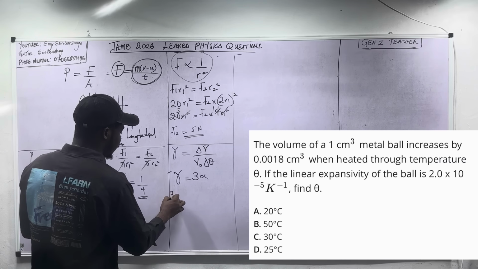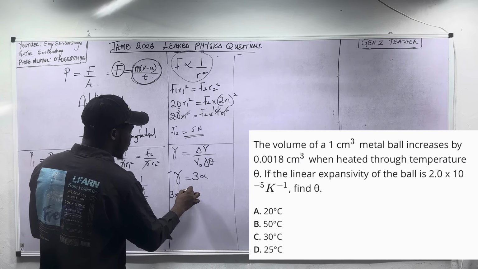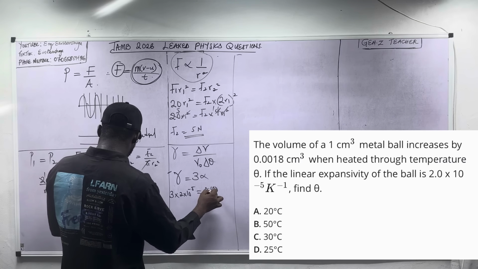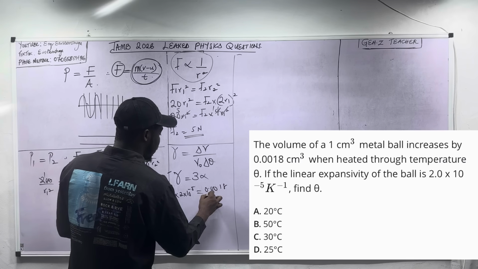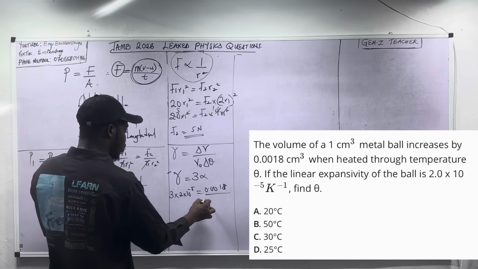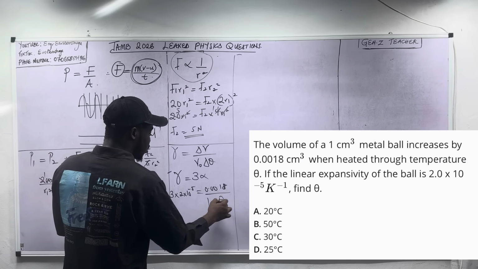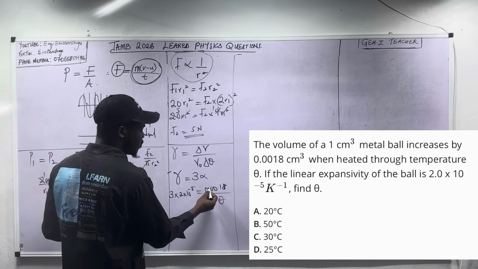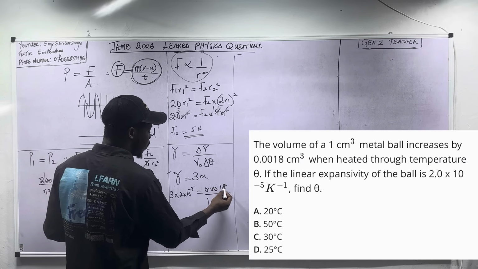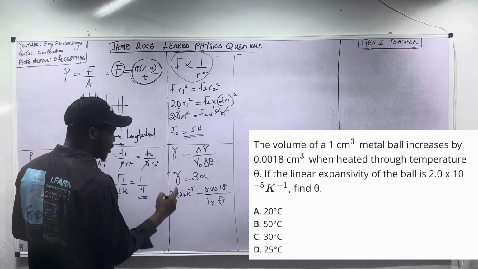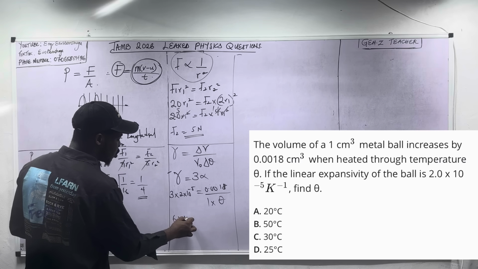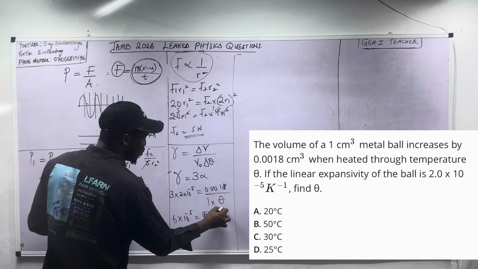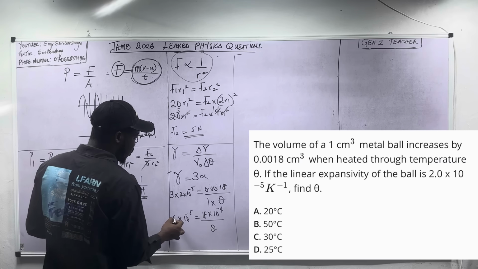You're going to have 3 times 2 times 10 raised to the minus 5 equals the change in volume, which was 0.0018, divided by the original volume, which was just 1, and then we're looking for the change in temperature. We're going to solve this like a JAMB question. So let's take the values of zeros: 1, 2, 3, 4. So 3 times 2 is 6, remember? We're going to have 6 times 10 raised to the minus 5 equals 18 times 10 raised to the minus 4 all over theta over 1.